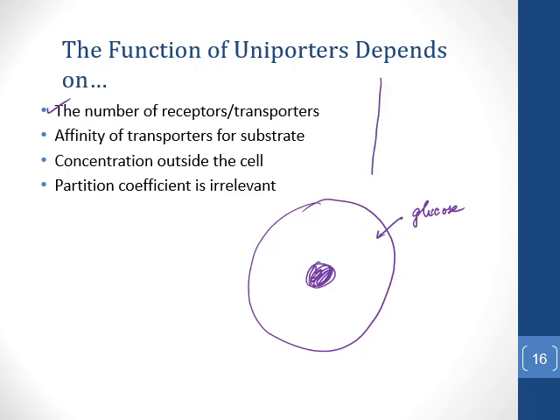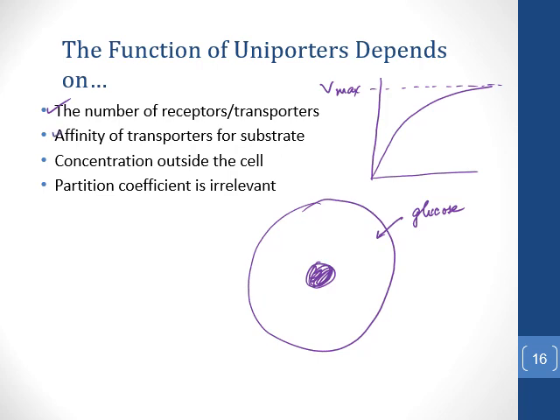Remember, your curve is going to look like this, right? This being the Vmax. That's the maximum rate of transport. And remember, we said that that's determined by the number of transporters. So the more transporters you have, the more glucose, in this case, you could get inside the cell.